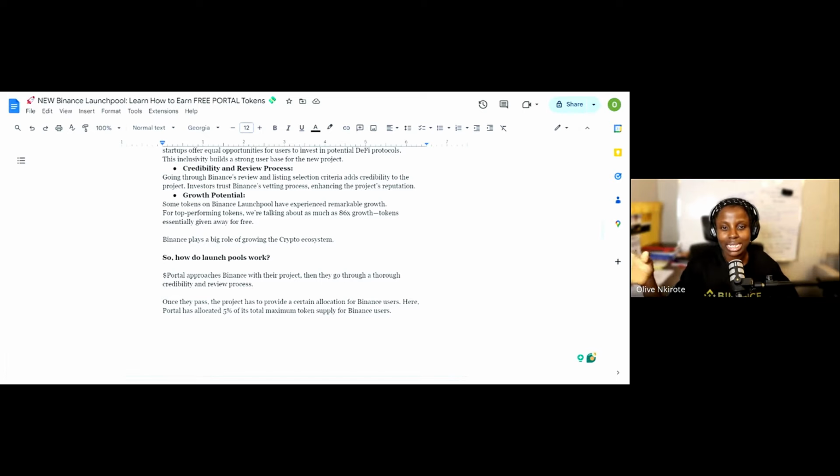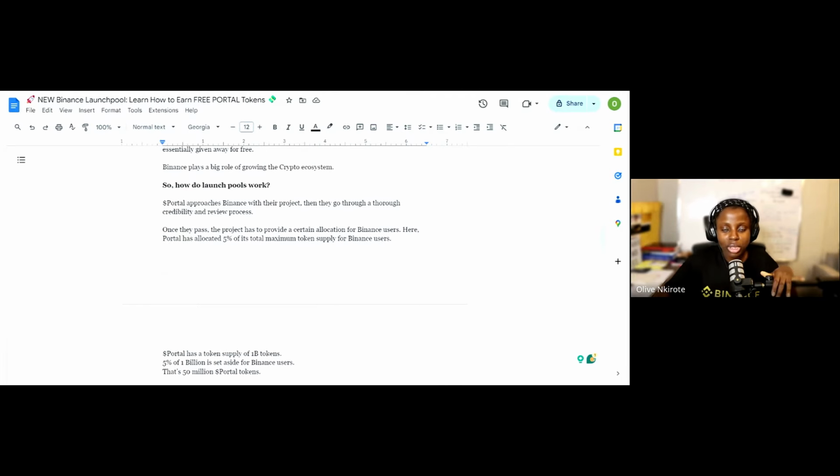I think now you have an idea of why exactly launch pools give us free money. They're giving us free money because this company wants to advertise. They come to Binance. Binance says, we have all these users across the world, we need to give them something. And they give Binance some money. Binance distributes this money across its users so that we actually pay attention to this project.